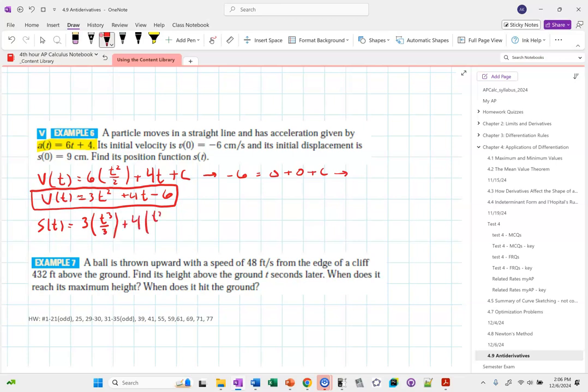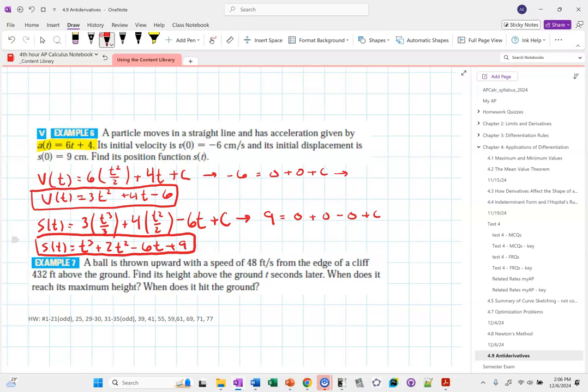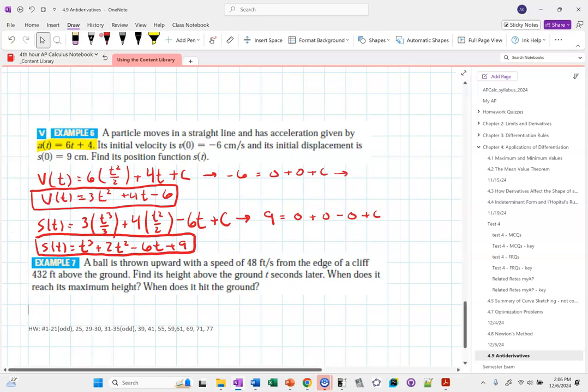So we'll kind of do the same thing. And here I know that s of 0 is 9, if I plug 0 in. So that's just telling me that c is 9. So if I clean this up, there's my position function. That feel good there? Okay.